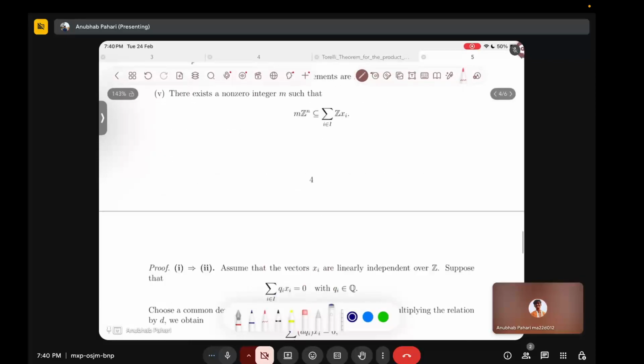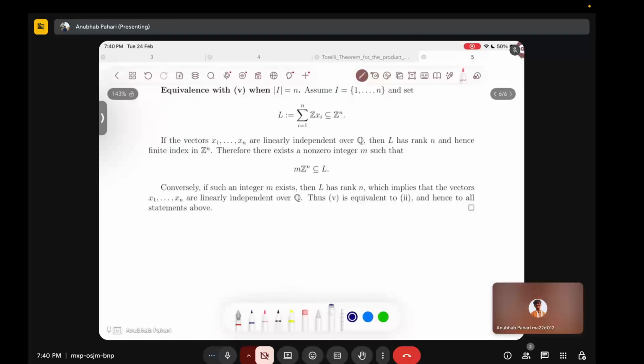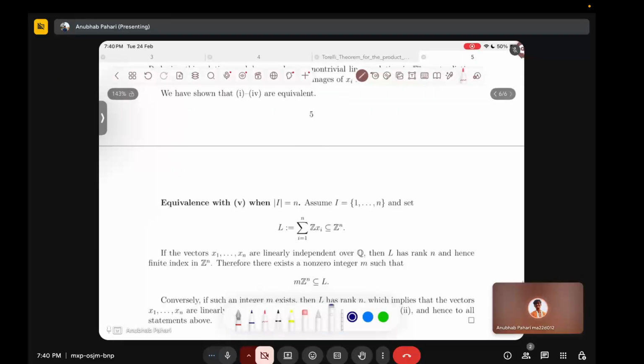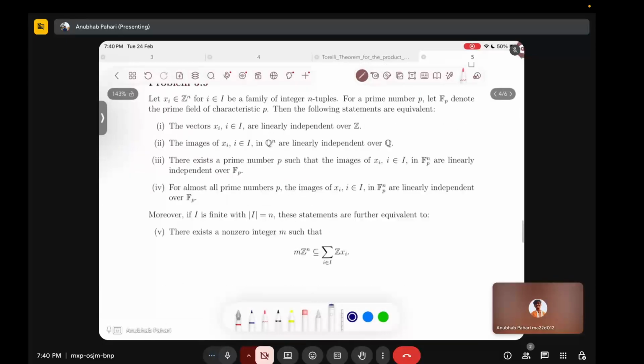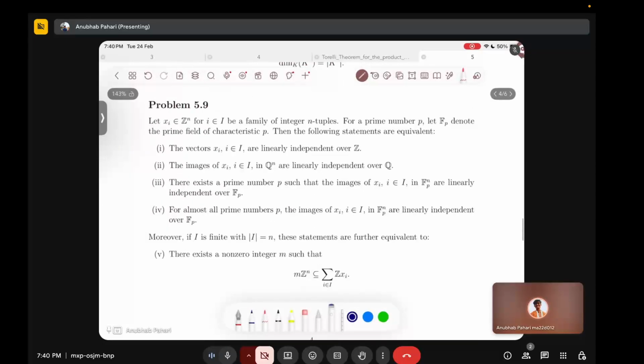Now the next problem is our last problem. So you can take 10 minutes to understand this problem, then we'll discuss this and finish this lecture.